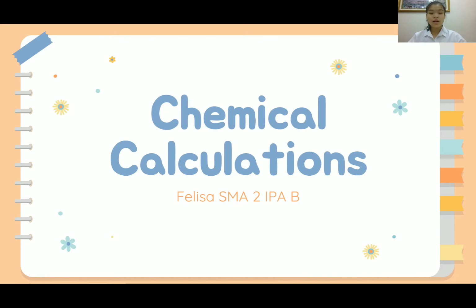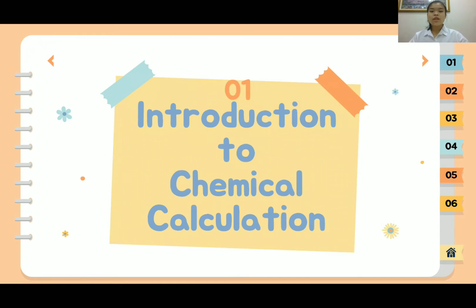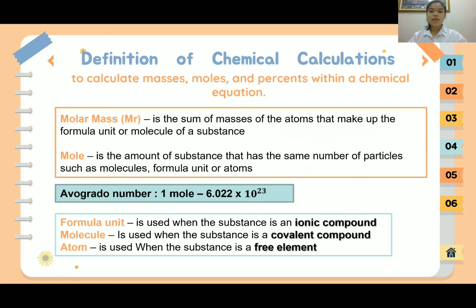In this lecture, I will divide it into three content. First is introduction to chemical calculation. Second is percentage composition, and third is empirical formula. First, introduction to chemical calculation. What is chemical calculation? Chemical calculation is where we calculate mass, moles, and percent within a chemical equation.